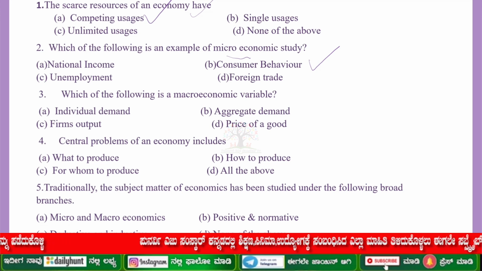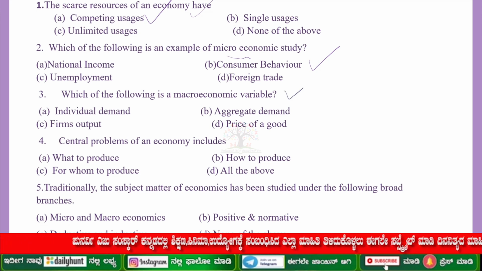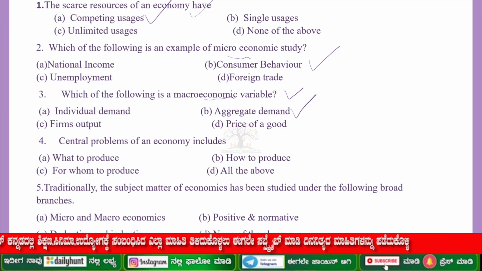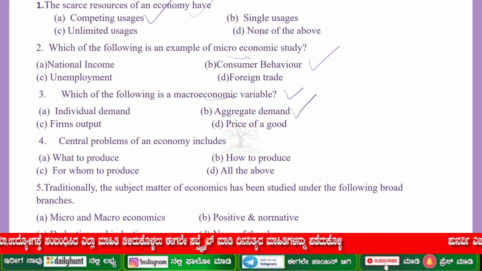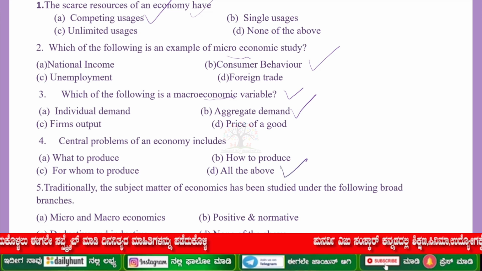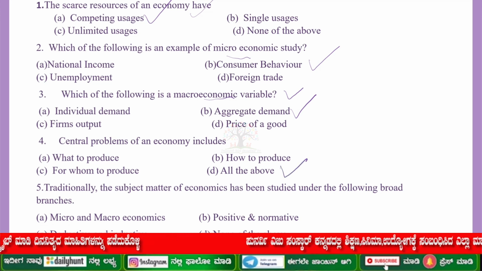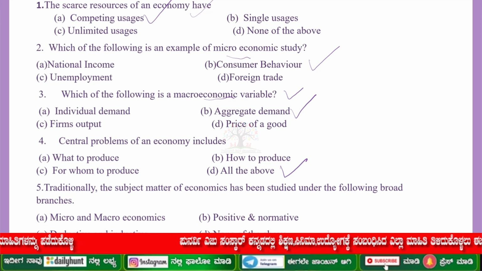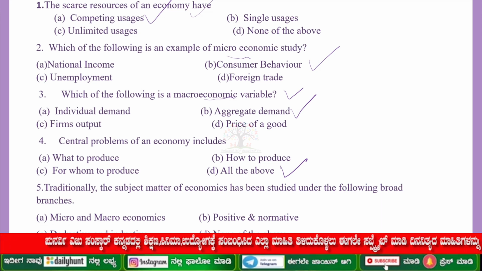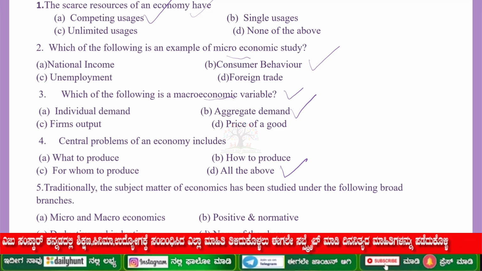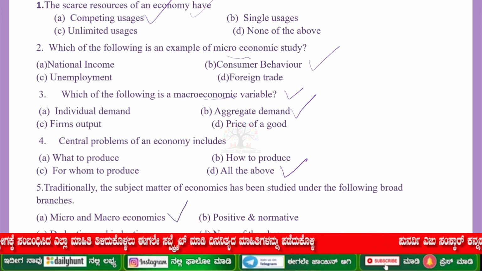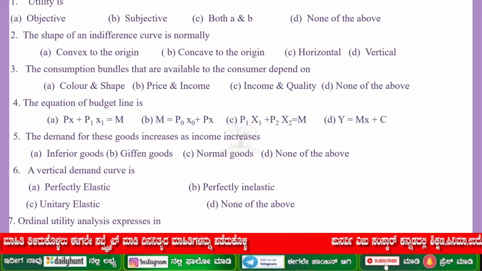Which of the following is a macroeconomic variable? Macroeconomic, so that is aggregate demand. Central problems of an economy: what to produce, how to produce, for whom to produce, so all of the above. Traditionally, the subject matter of economics has been studied under the following broad branches. So broad branches, and in your syllabus you know very well, we discuss micro and macroeconomics. So this is the right answer.